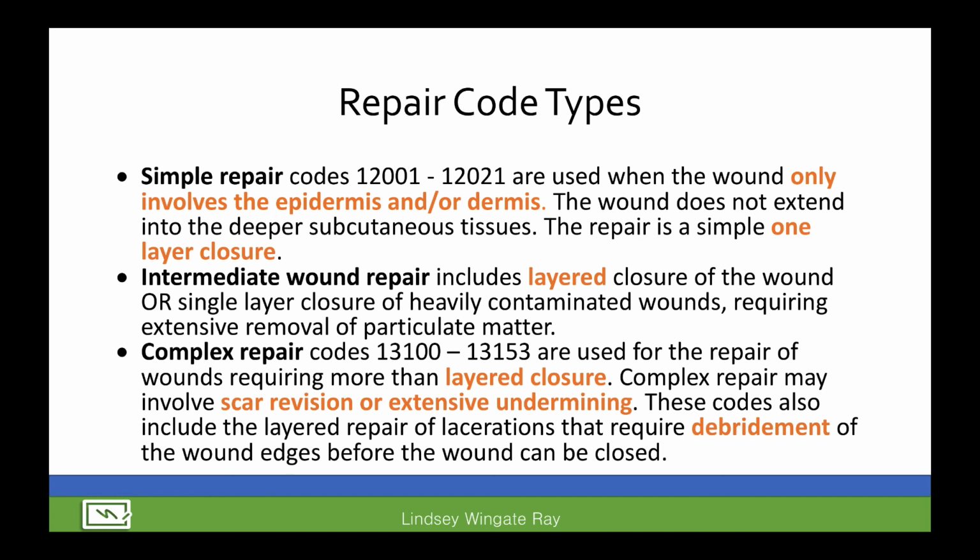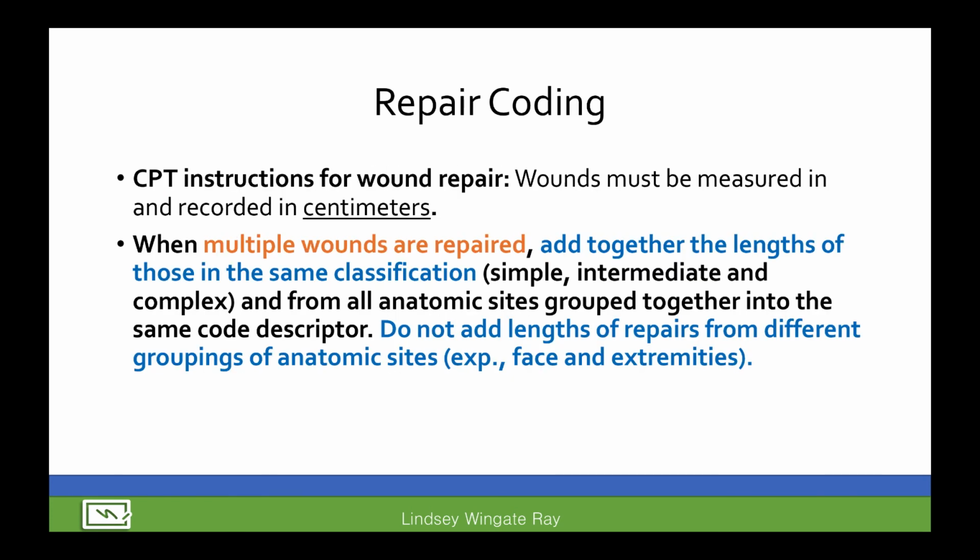Intermediate wound repair includes a layered closure, so more than one layer, or a single layer closure of a heavily contaminated wound requiring extensive removal of matter. That is something you want to remember because it's a guideline that could trick you. Make sure to highlight that in your guidelines or write that at the top of the page. A complex repair may involve scar revision or extensive undermining. These codes also include the layered repair of lacerations that require debridement of the wound edges before the wound can be closed.